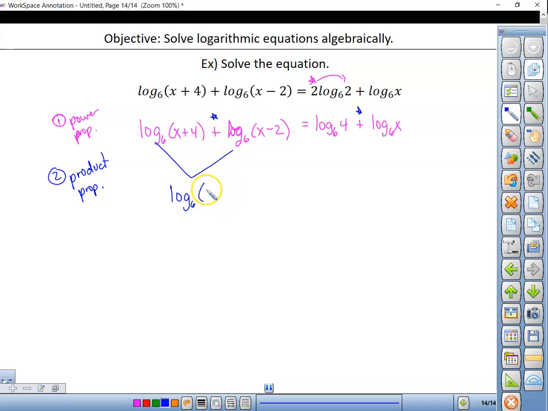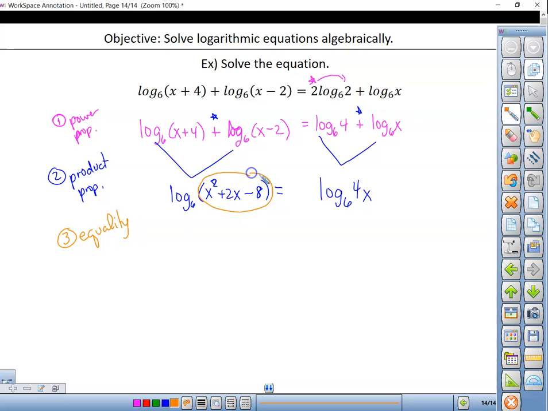So I'm just going to do that multiplication here, x squared plus 2x minus 8. And the product property will rewrite these two logarithms as one logarithm of base 6 with a new argument that's the product of 4 and x, so I get 4x. So now my structure is a logarithm of base 6 equals another logarithm of base 6. So now my equality property, or property of equality, says that the first argument must be equal to the second argument. So x squared plus 2x minus 8 must be equal to 4x.